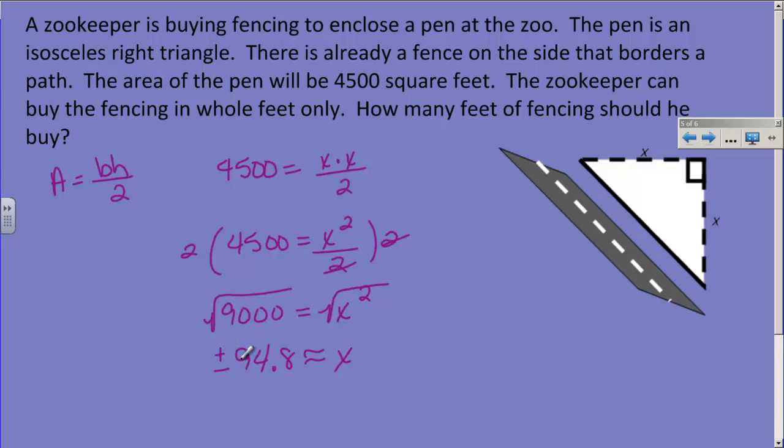But he can buy only whole feet. So if he buys only 94 feet of fencing, is that going to cover one side of his pen? No, because he's still got 8/10 of a foot. So he needs to buy 95 feet of fencing for each side of his pen.